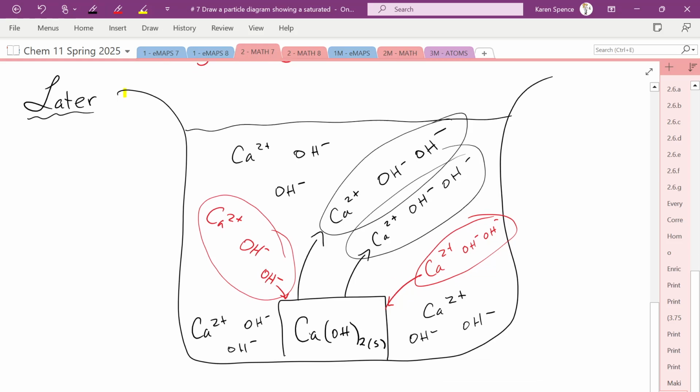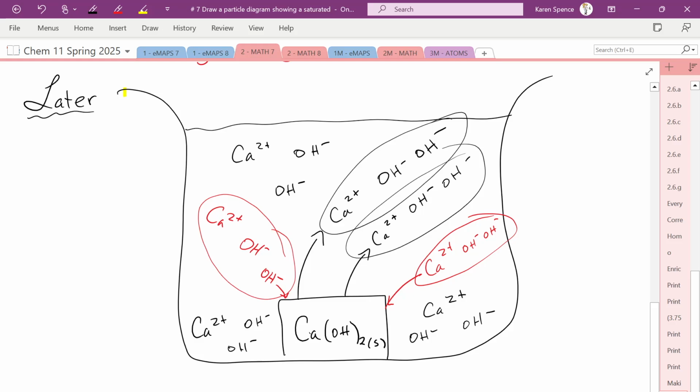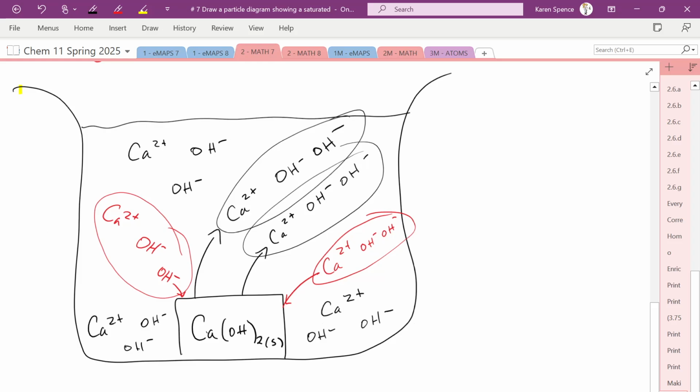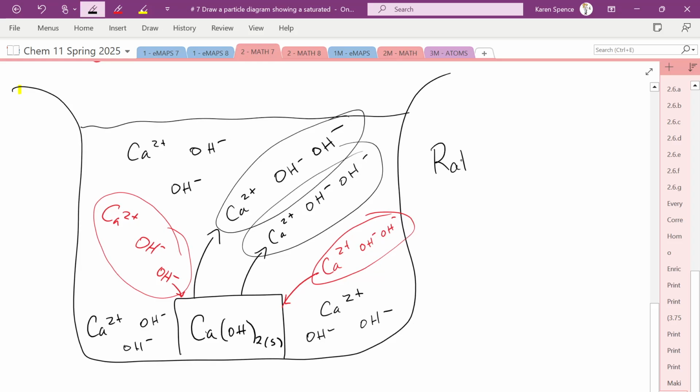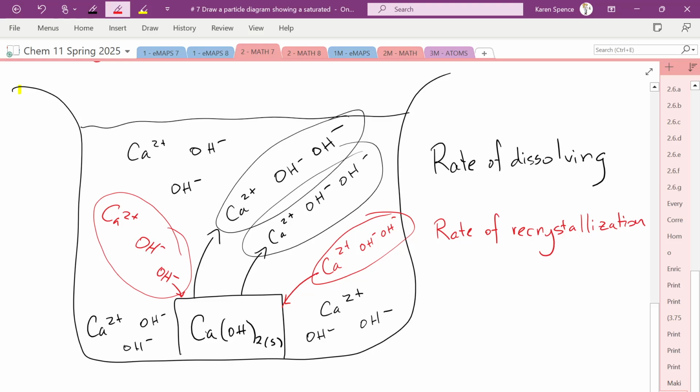What do you notice about the rate of dissolving compared with the rate of recrystallization? Chat with your partner about that. Recrystallization is in red. Dissolving is in black. They are equal, right? There's two dissolving, there's two recrystallizing.